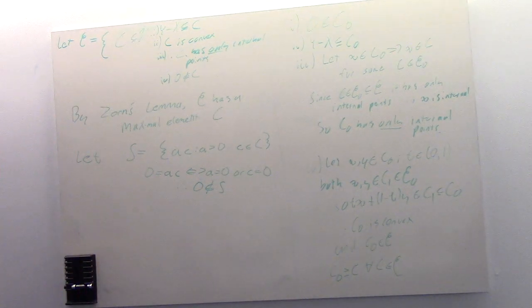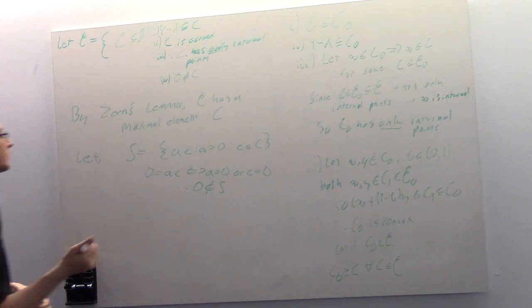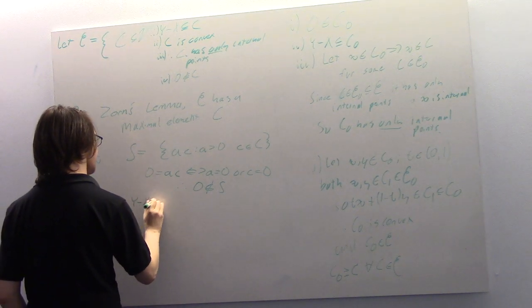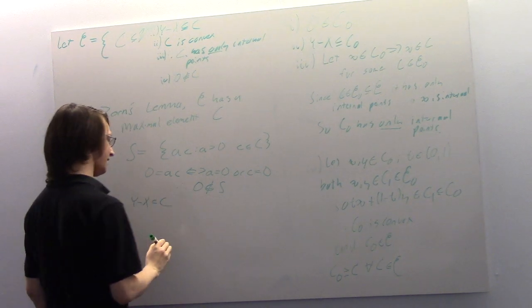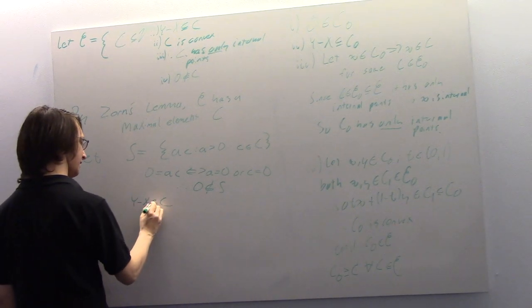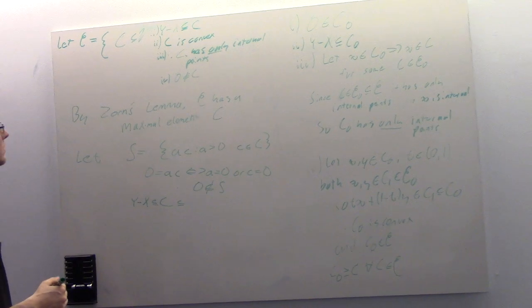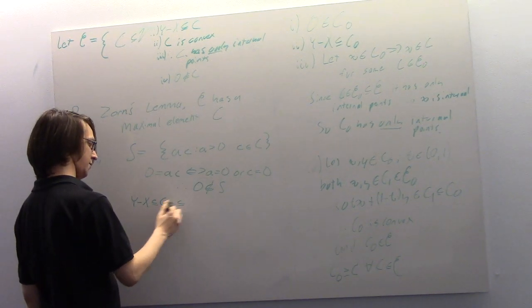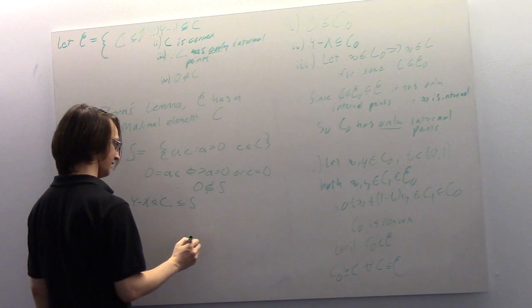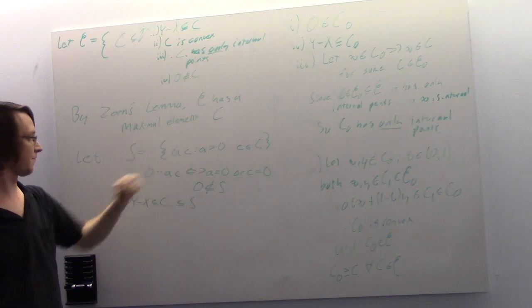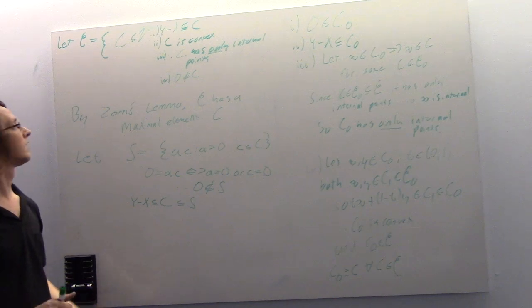Okay. 2. Y minus X is contained in our C. But this is contained in our S. Right? Y is greater than 0. 3.